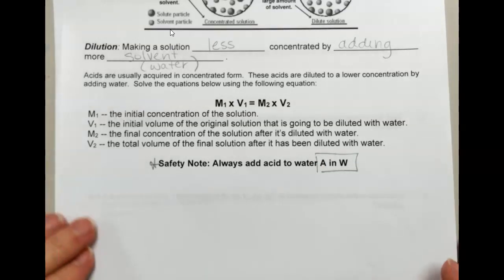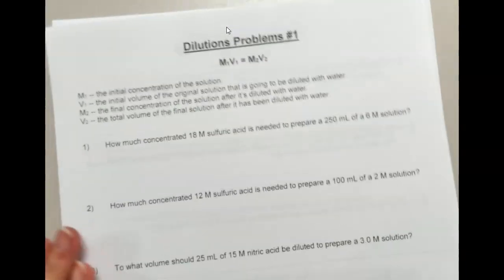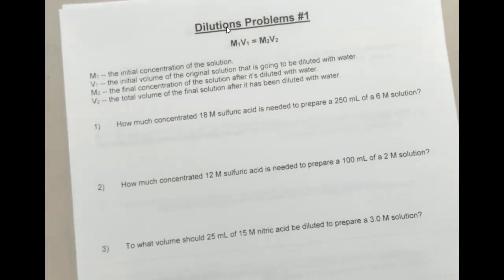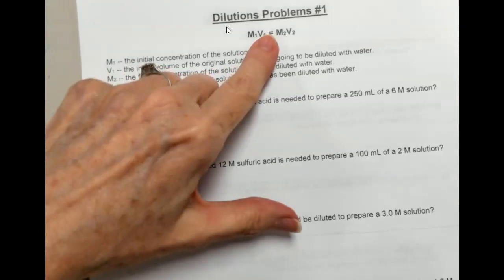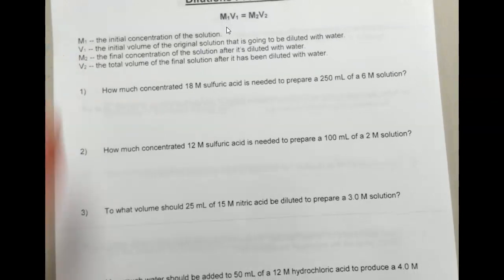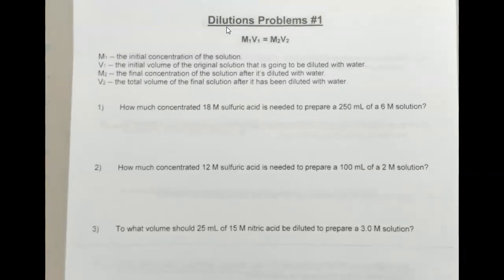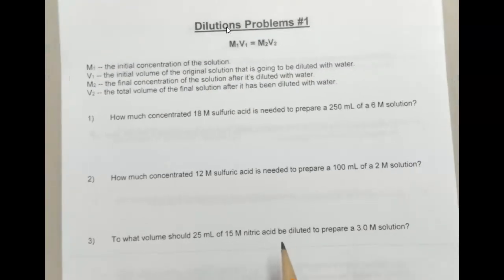All right, let's look at some actual problems. We've got dilution problems number 1. I've got your formula here, your definitions here. So remember that we are adding water to a concentrated acid and diluting it down. So this means your larger molarity is always M1. So make sure you read these carefully.